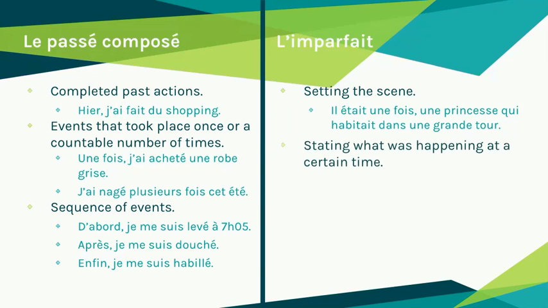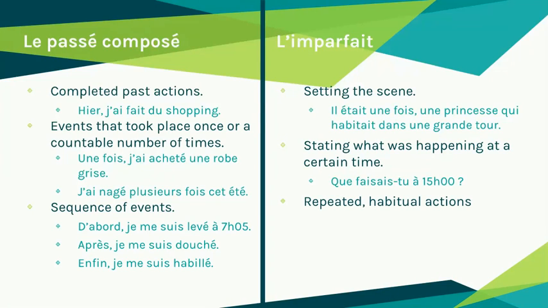Stating what was happening at a certain time. Que faisais-tu à 15h? What were you doing at 3 o'clock? So here, because I'm talking about this continuous action of what was happening at a specific time, I'm going to use the imparfait.